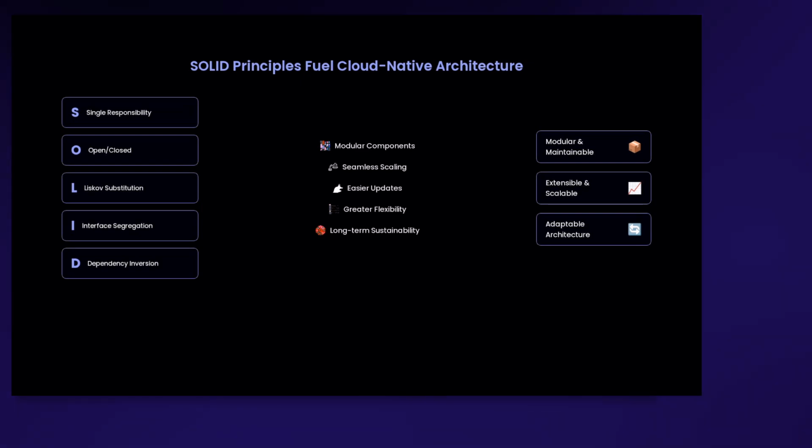sustainability and adaptability. In summary, cloud-native architecture, powerfully driven by Docker for containerization and Kubernetes for orchestration, offers unparalleled agility, resilience, and scalability for modern applications. These technologies are foundational for building the next generation of software systems, enabling rapid innovation and robust operations.